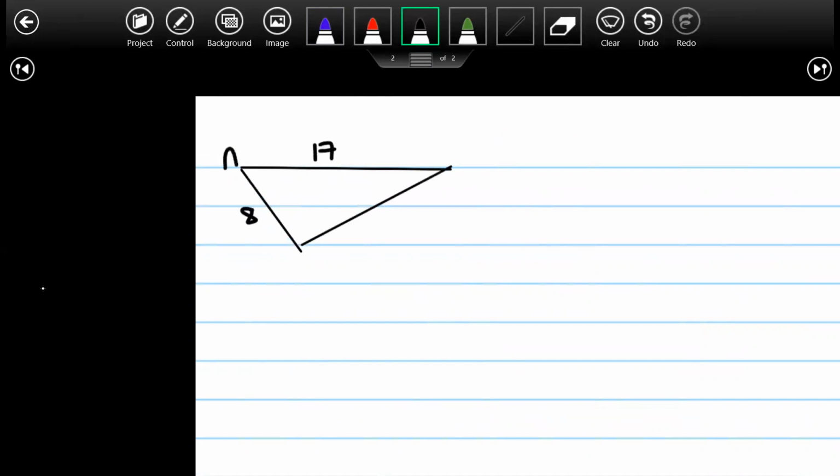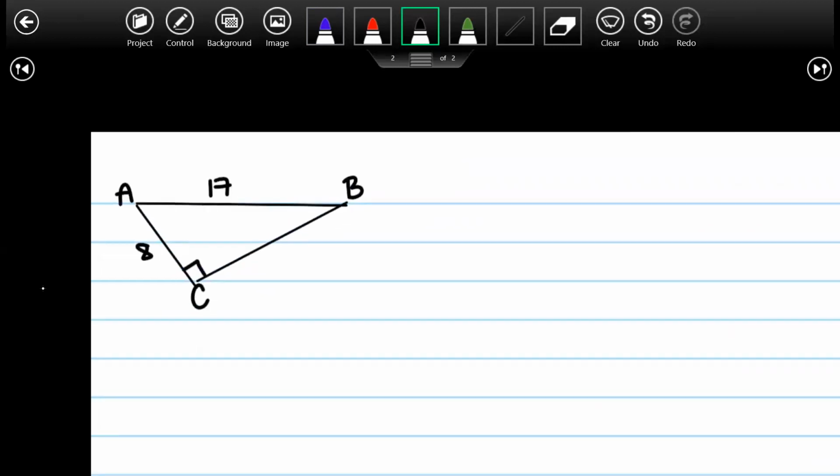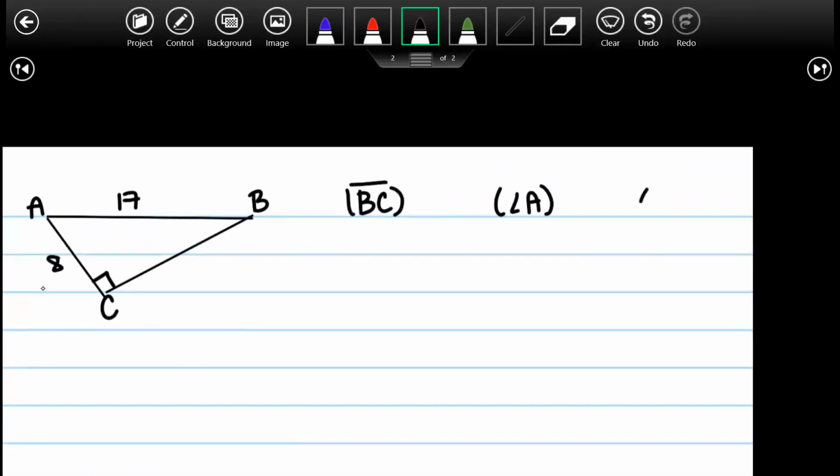Number 17. Right angle B. C. Ooh, this one's asking us for several different things. This is asking us for the length of BC, the measure of angle A, and the measure of angle B. So these are the 3 that they're asking us for.